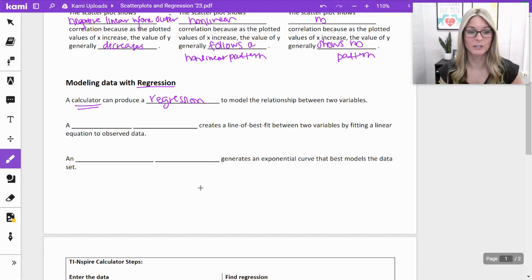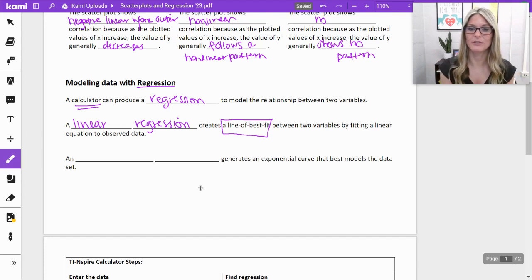So two types of regression we're going to be working with: a linear regression. This one you're actually kind of familiar with because it is hit on in 8th grade and Algebra 1. We just call it a line of best fit. So a linear regression is going to create a line of best fit between two variables by fitting a linear equation to the observed data. So in 8th grade math and Algebra 1, you're kind of just guessing at it. We are going to level up in Algebra 2. The calculator is going to give us an actual precise equation that fits the data. It's not a guess and a maybe and kind of somewhere in here, it's exact. So that's why we are relying heavily on the calculator.